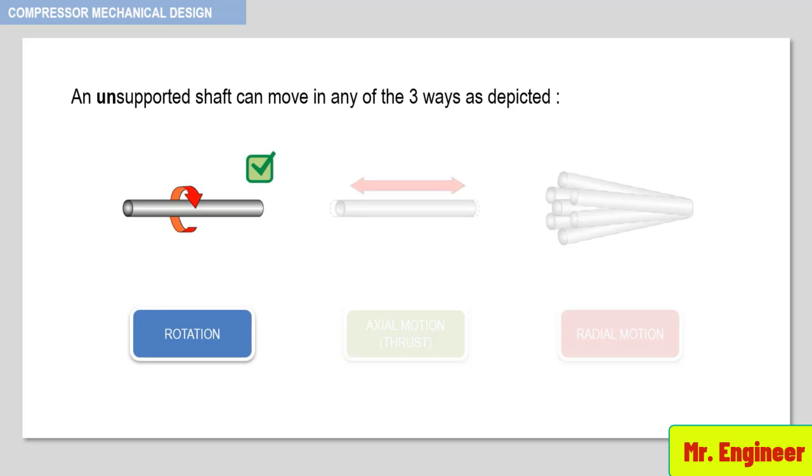There are forces in the compressor that tend to make axial and radial motion of the shaft. These forces will be covered in a later section.